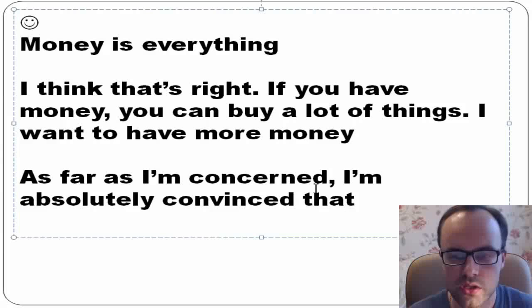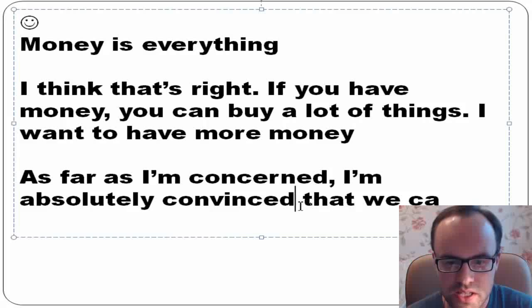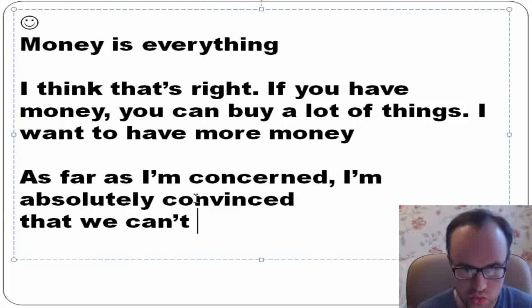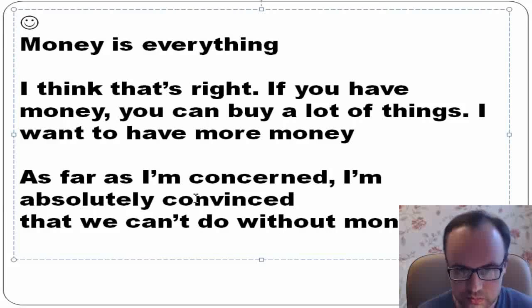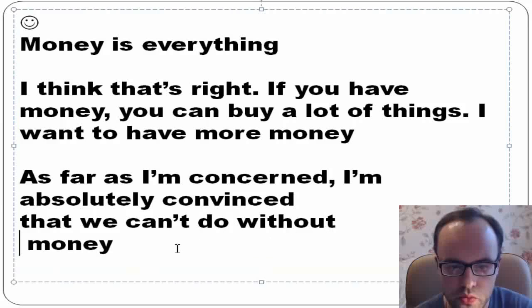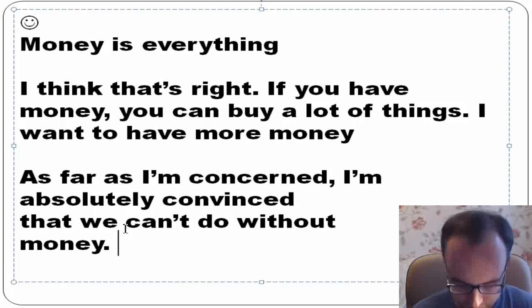we need to do some phrasal verbs and collocations, so that we can't do without money. It means that we can't live without money. "Can't do without" is a phrasal verb. If you start using phrasal verbs in your speech, I'll be so happy for you. So, I'm absolutely convinced that we can't do without money. Then we can use one more linking phrase: "however."